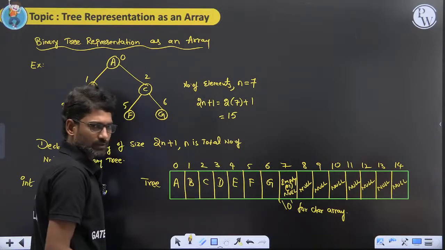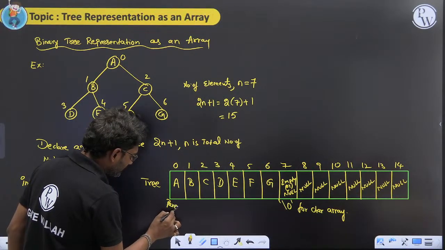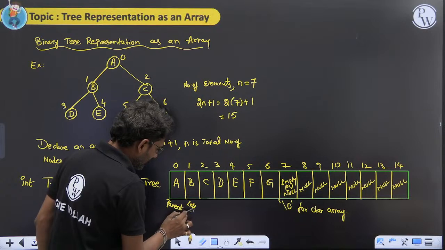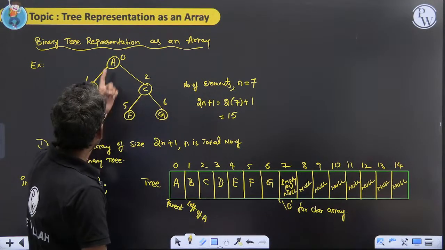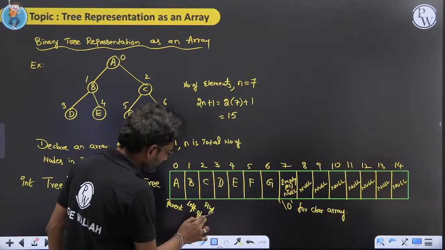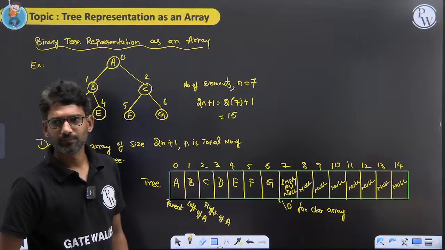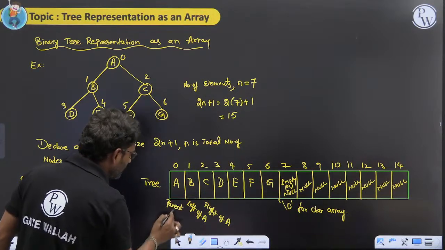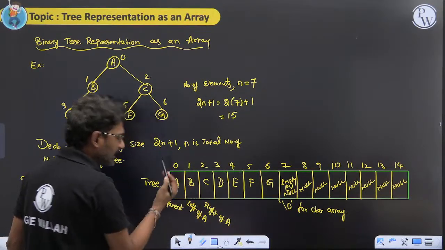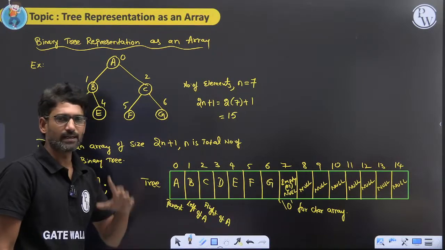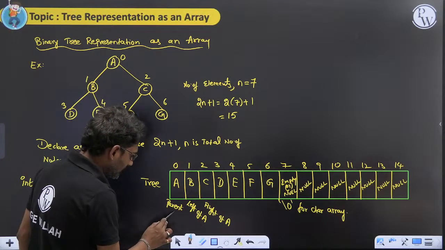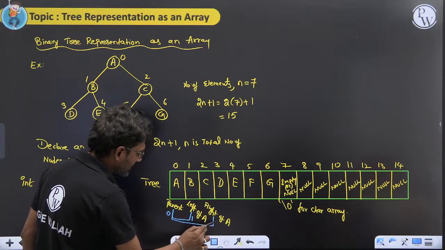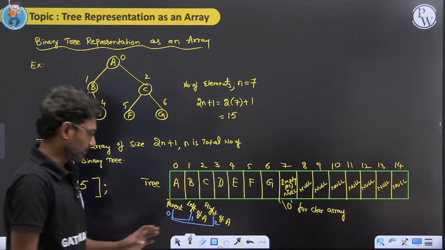A is the parent node, isn't it? A's left child is B, and A's right child is C. Now, when the parent node index is 0, its left child index is what? 1. Its right child index is what? 2. So, when the parent node index is 0, its left child is at 1, its right child is at 2. Right?